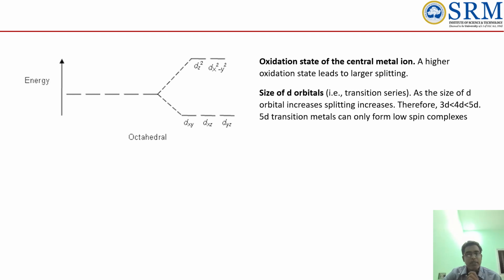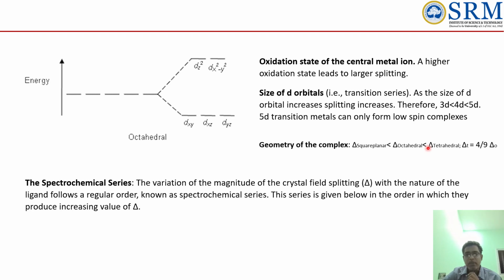As we said, the parameters which affect the d orbital splitting are, first, the oxidation state: the higher the oxidation state, the higher the splitting. Then size: the higher the size, the higher the splitting. Then geometry: an octahedral complex will have a higher splitting compared to a tetrahedral complex. In addition, there is another important parameter, that is the ligand. The ligand can have a huge impact on the splitting of d orbitals, so the magnitude of the d orbital splitting, that is delta, also depends on the nature of the ligand.